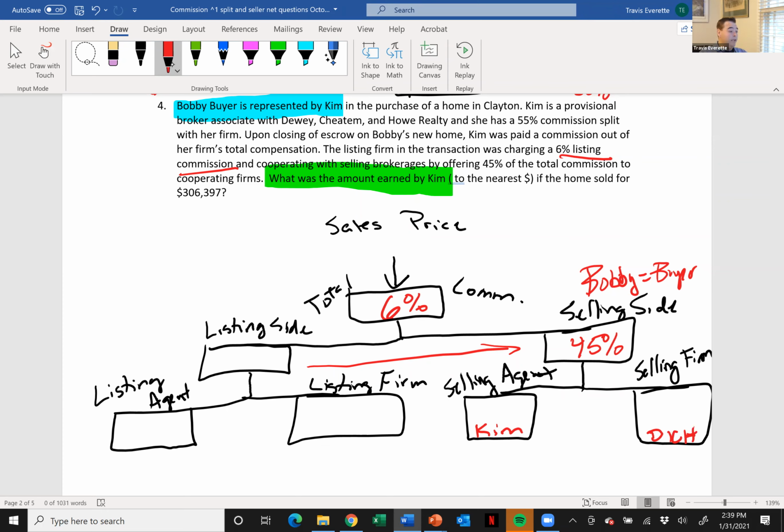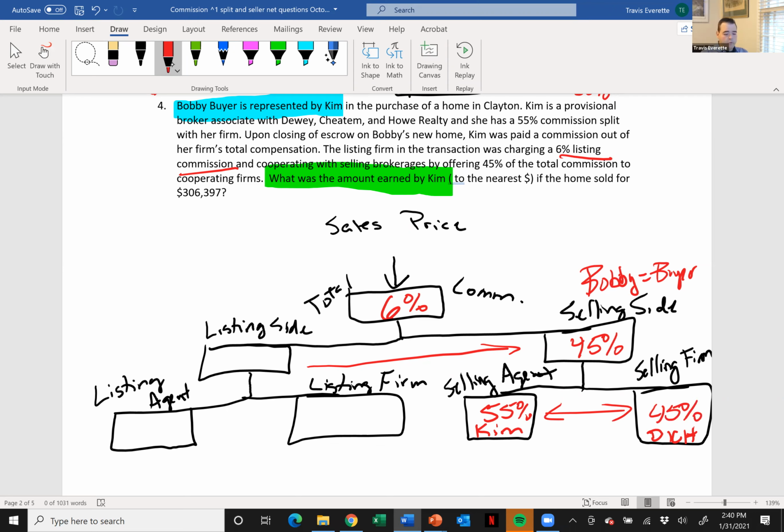Don't overly complicate that. Don't try to sit there and figure out which one is which. The number they give you, that's the agent split, period. She has a 55% commission split with her firm, so she gets 55%. Well, we know that if she gets 55, then Dewey, Cheatham, and Howe must be keeping 45% because those two have to add up to be 100% always.